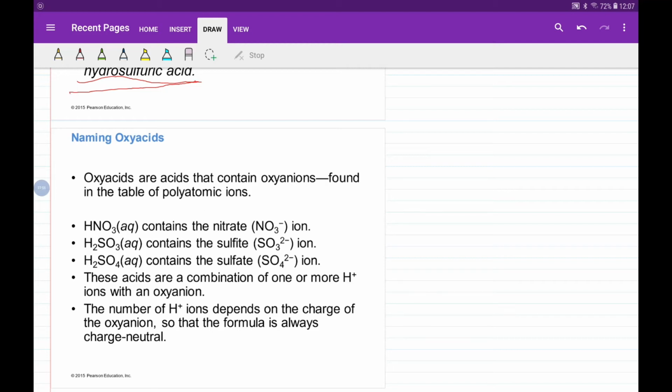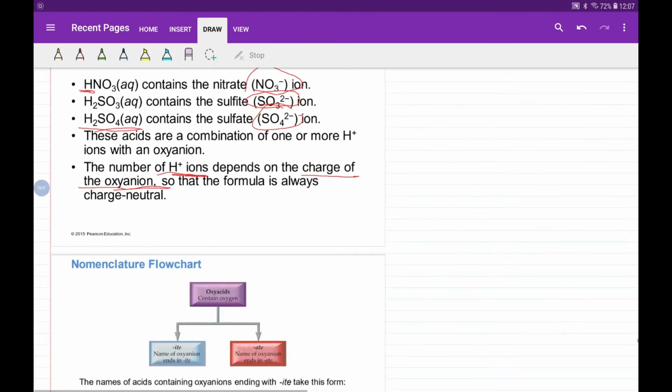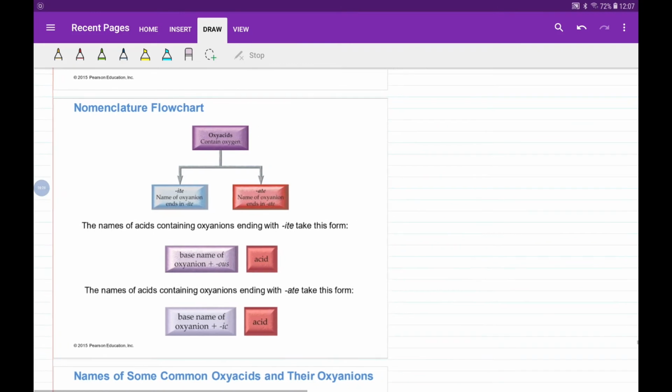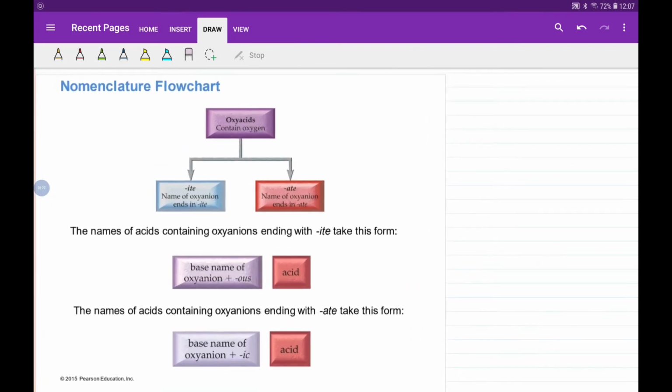So let's take a look at what we have here. Nitrate, -1 charge, we added 1 hydrogen. Sulfate, -2, we added 2 hydrogens. All right, so that H plus ion depends on the charge of the oxy ion. The formula must always be neutral. So when we name oxyacids, we're going to use the following convention.